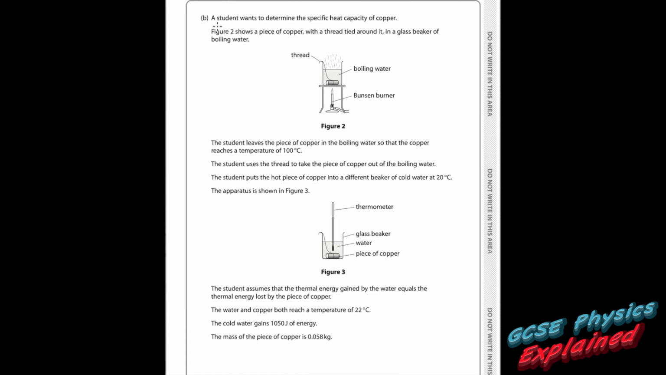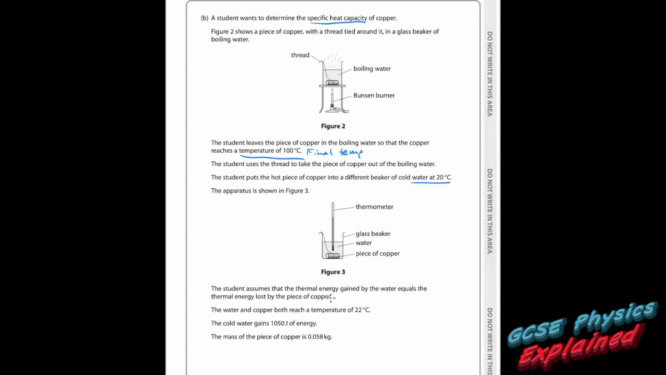Part B. A student wants to determine the specific heat capacity of copper. Figure 2 shows a piece of copper with a thread tied around it in a glass beaker of boiling water. The student leaves the piece of copper in the boiling water so that the copper reaches a temperature of 100 degrees C. The student uses the thread to take the piece of copper out of the boiling water. Right, that's the final temperature, just in case we need it in a second. The student puts the hot piece of copper into a different beaker of cold water at 20 degrees C. The apparatus is shown in figure 3.